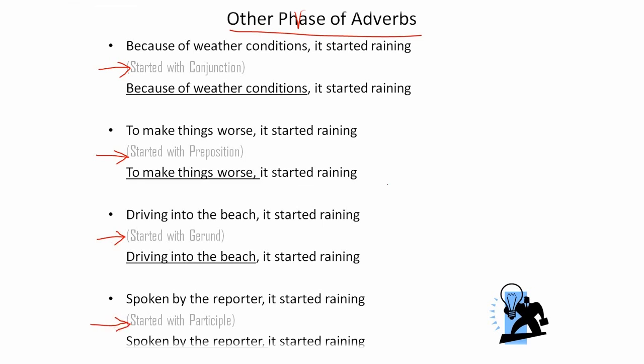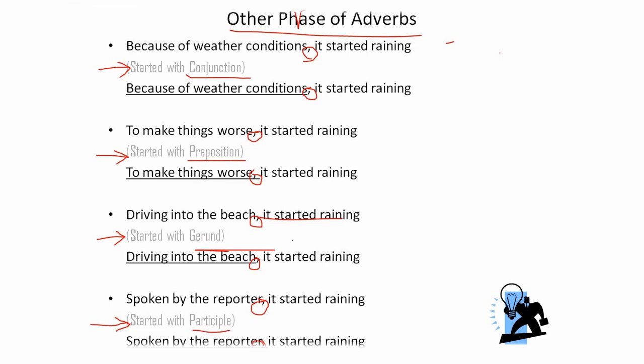Phrase of adverbs undi ani first kanukovalante sentence lo unna first em ante we know that phrase of adverbs vachinappudu comma vastundi ekkado madhyalo, right? So ee comma vachenta varaku manam ela gurtinchali that idi oka phrase of adverb anedi koncham tricky ga untadi. So the easy trick entante ee four words gurtu pettukovali: conjunction, preposition, gerund, participle.